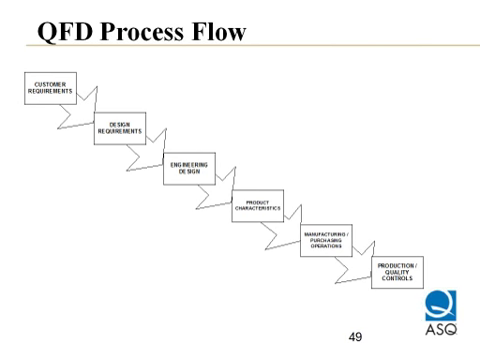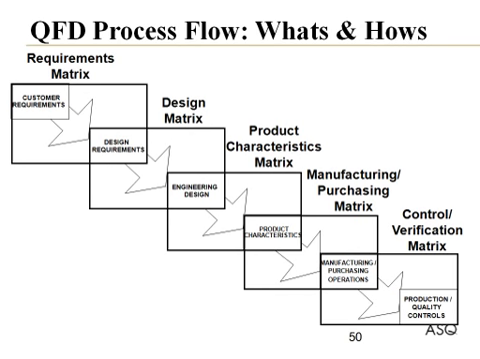Now look at the process flow for using QFD. Starting at the top left, we have customer requirements, design requirements, engineering design, product characteristics, manufacturing and purchasing operations, and finally production or quality controls. But what we do is take them two at a time, and what we then do is end up with a series of matrices that are a part of quality function deployment.